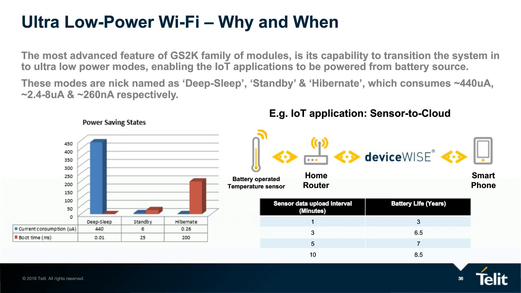There's a graph on the left side which shows the current consumption versus the boot up time or the wake up time. As you see, the system can transition into like 440 microamps and wake up within 10 milliseconds. Similarly, the system can also be transitioned into like 6 microamps or even 260 nanoamps, which is unmatched in the industry, and wake up within like 25 milliseconds or 200 milliseconds.